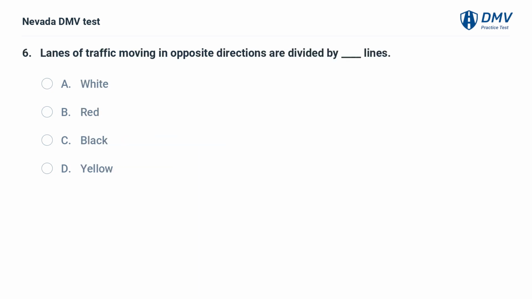Lanes of traffic moving in opposite directions are divided by, fill in the blank, lines. A. White. B. Red. C. Black. D. Yellow. D. Yellow. Yellow lines are used to divide traffic moving in opposite directions.